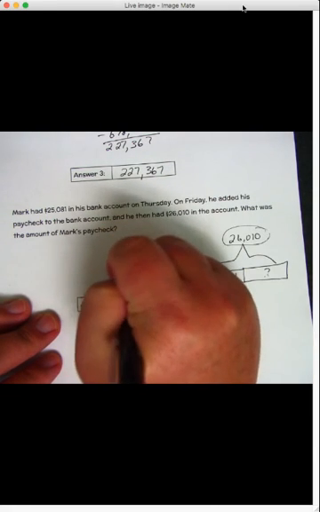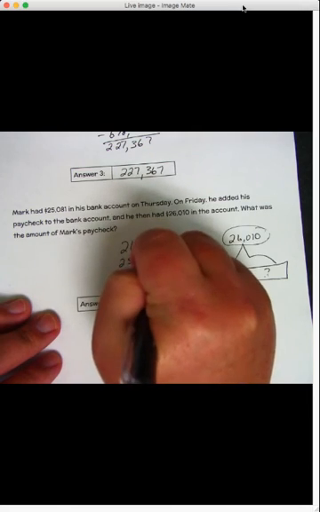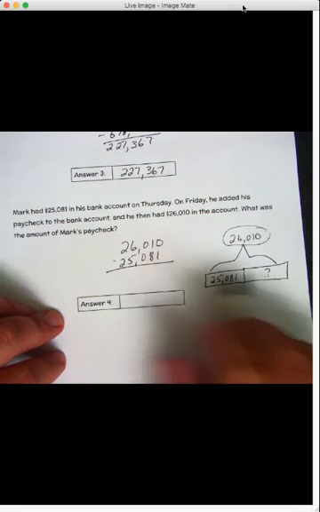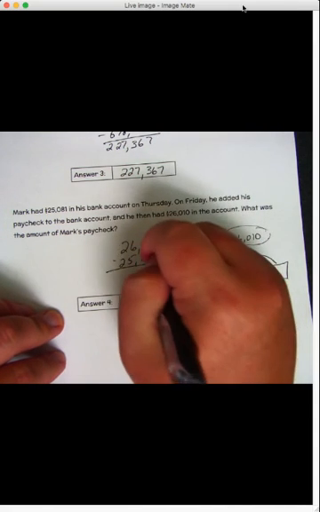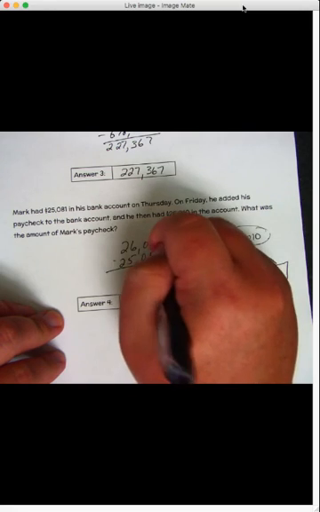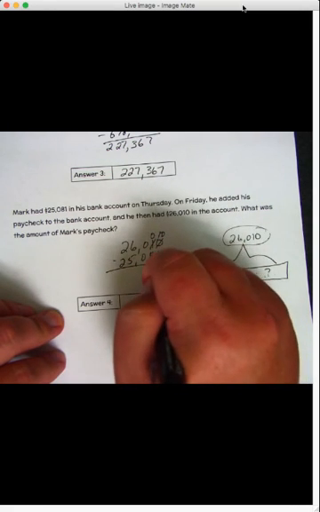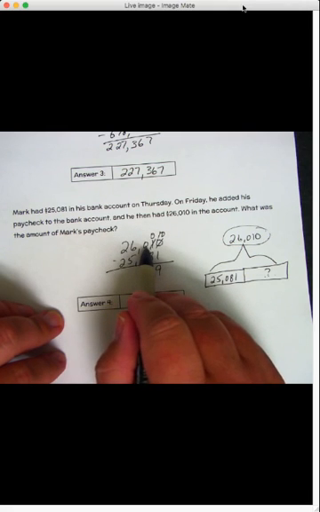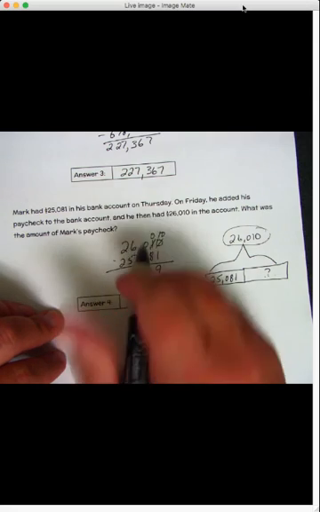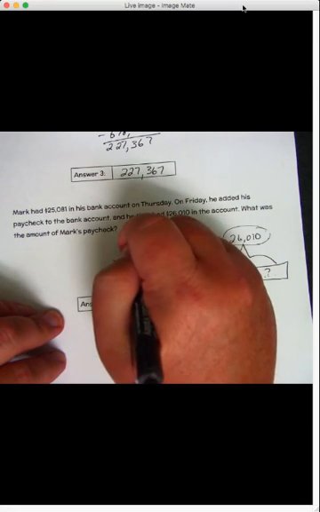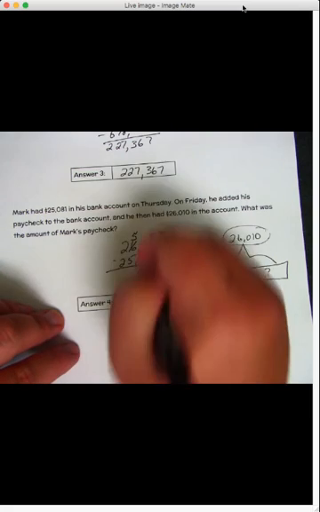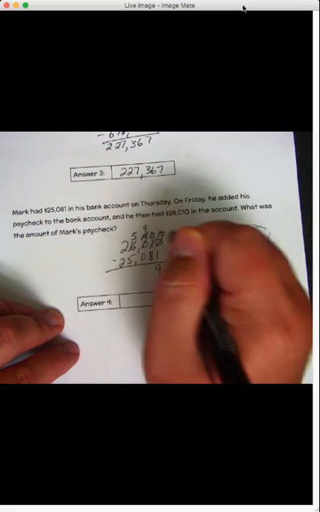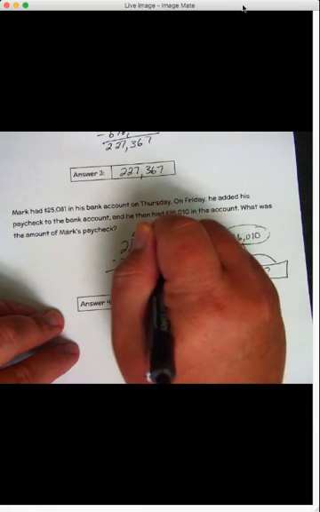$26,010 minus $25,081 will give us how much his paycheck was. I can't take 1 away from 0, so I've got to borrow from this 1. It makes it a 0. It gives me 10 here. 10 minus 1 is 9. I can't take 8 away from 0. I have nothing to borrow from here. Got to go all the way over here to the 6 and borrow from it. It makes it 5 thousands left. It gives me 10 more hundreds. Now I can borrow one of those hundreds and make 9 left and give me 10 here.